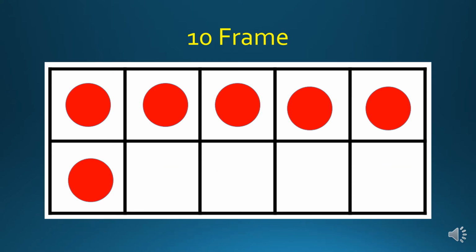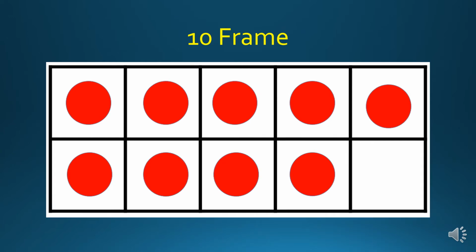They should also begin to notice other patterns. For example, I know that this is 6 without counting because 5 add 1 equals 6, or 1 more than 5 is 6. Or that this is number 9 because 1 less than 10 is 9. Or 5 add 4 equals 9. Or 1 space is empty, so it's 1 away from 10.